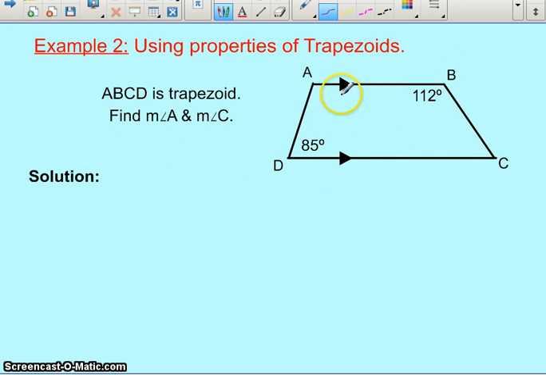Alright, we got another isosceles. We just got a trapezoid here, and we're supposed to find the angles. So again, these two are going to add up to equal 180, so I think that's going to have to be 95 degrees. And these two add up to equal 180, so that's going to be 68 degrees.